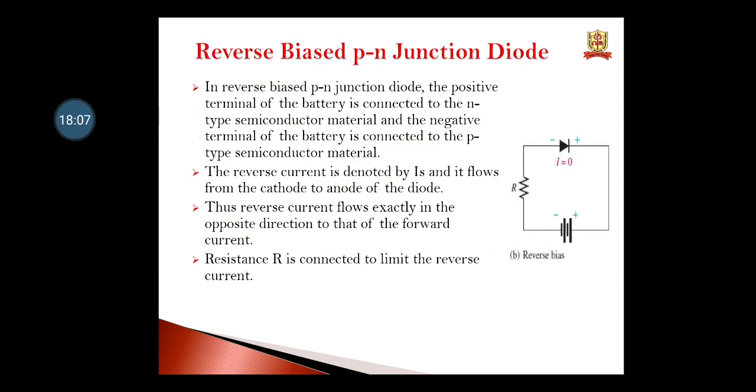So now we will consider the diode in reverse bias mode. Here you can see the circuit diagram. The anode is connected to the negative terminal of the battery and the cathode is connected to the positive terminal of the battery. When you make this connection, reverse bias of the PN junction is formed. The reverse current will flow through the diode, but it is very small, approximately equal to 0, and that reverse current is represented by IR or IS.